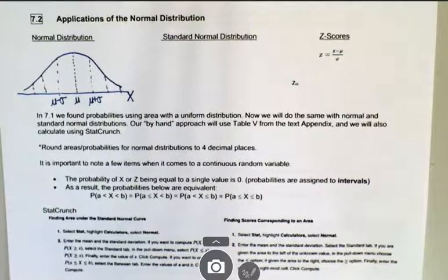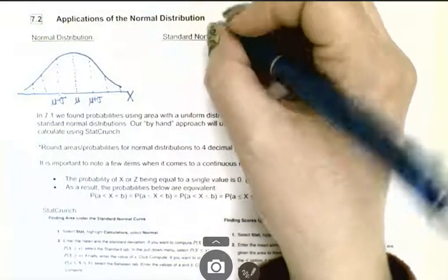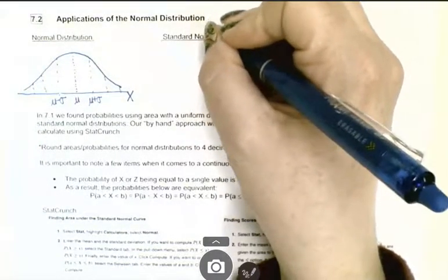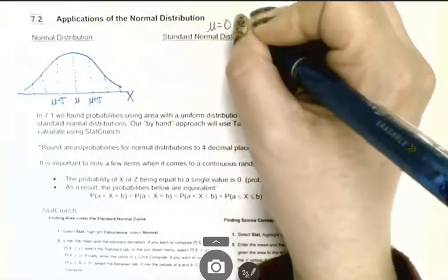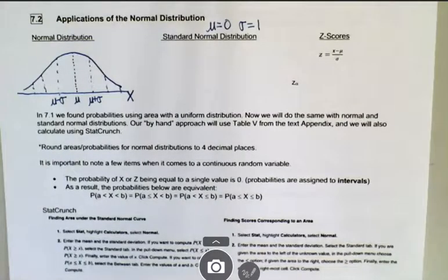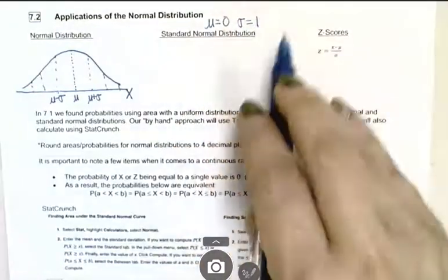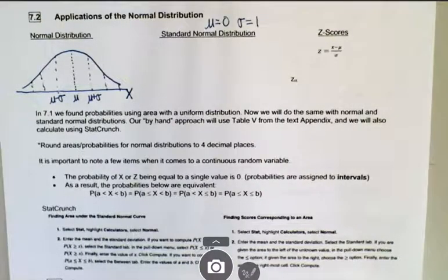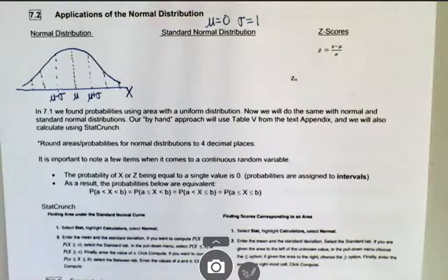So today we're talking about the standard normal distribution, which is a type of normal distribution where the mean is 0 and the standard deviation is 1. So in any directions, if it says standard normal, that means the mean is 0 and the standard deviation is 1 in all cases. So keep that in mind.